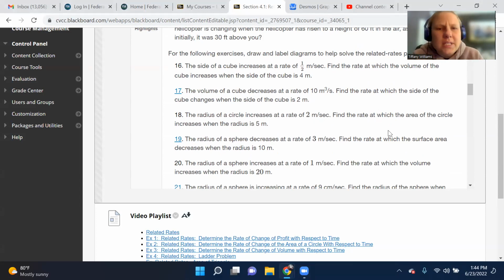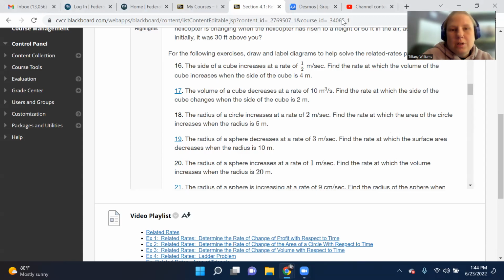So number 17, the volume of a cube decreases at a rate of 10 meters cubed per second. So we could say dV/dt equals 10 meters cubed per second, and because it's decreasing, I'm going to say negative 10 meters cubed per second. Find the rate at which the side of the cube changes when the side of the cube is 2 meters. Okay, so to be able to do this problem, the first thing that we need to know is how to find the volume of a cube.